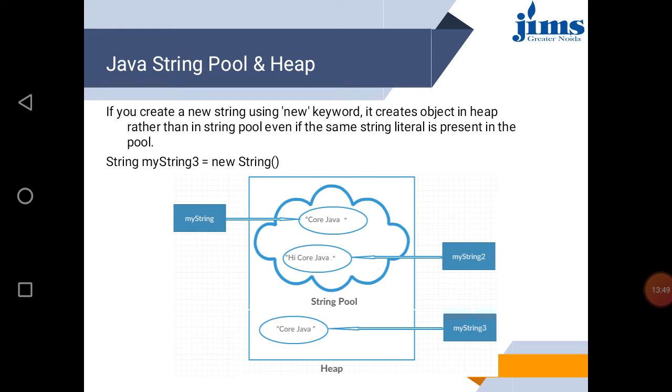Java string pool and heap. Suppose you are creating any object using new keyword, then this will not create an object in the string pool, or it will not search. It will create a new object in heap, and that will be separately identified. So in this case, though core Java object is present in the string pool, as you have created this using new keyword, a new object will be created and its reference will be given by my string 3.